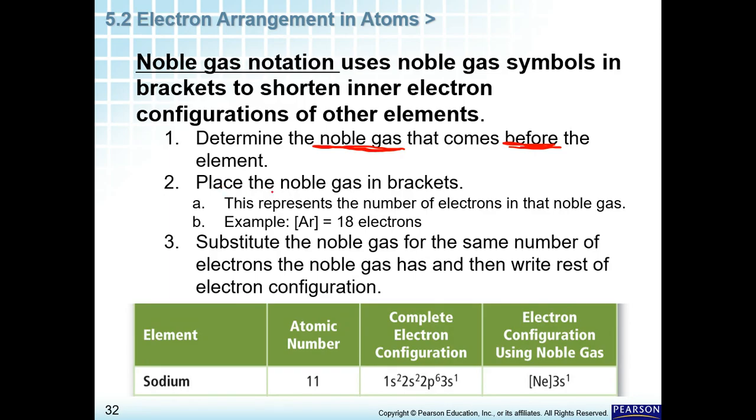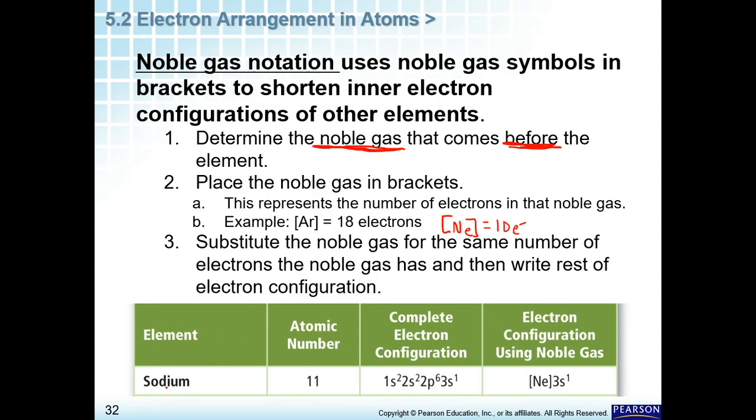Second, once you know what noble gas it is, you're going to place it in brackets. When you place noble gases in brackets for electron configurations, they represent the number of electrons for that noble gas. For example, argon, since its atomic number is 18, will represent 18 electrons. If you put neon in brackets, neon would represent 10 electrons because its atomic number is 10. Third, you're going to substitute this bracketed noble gas in for the same number of electrons in the configuration, and then you're going to write whatever is left.